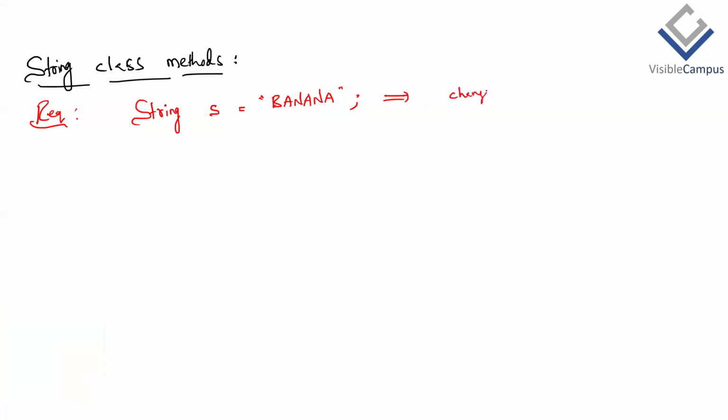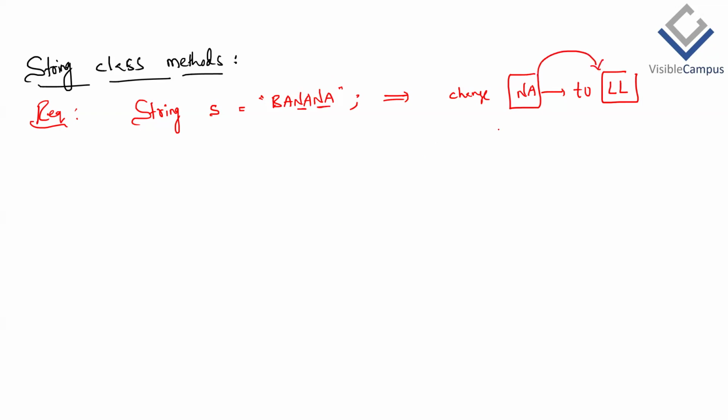Change this NA, wherever there is NA, to something else. What do we take? Something like, say, LA or LL, whatever it is. Anything you can take, doesn't matter. Wherever there is NA in the given string, we have to change that to LL.